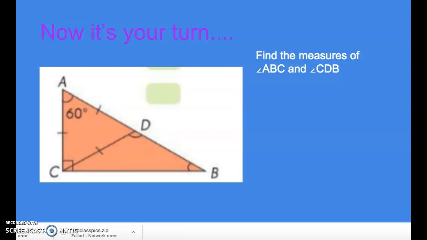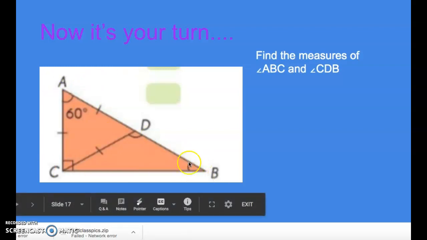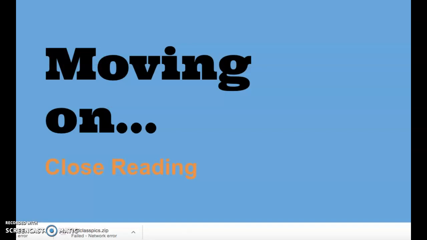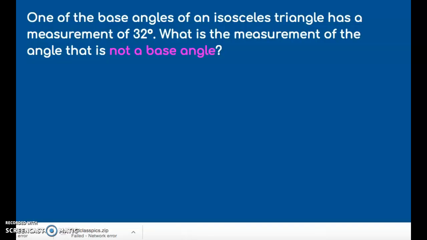Now it's your turn. I want you to pause the video and find the measures of angles ABC, which is this angle marked here, and CDB, this angle marked here. Make sure you copy the triangle down exactly and fill in what you know. That was easy, or at least it wasn't that bad. You can do this. Let's move on to some triangles whereby we need to do some close reading.